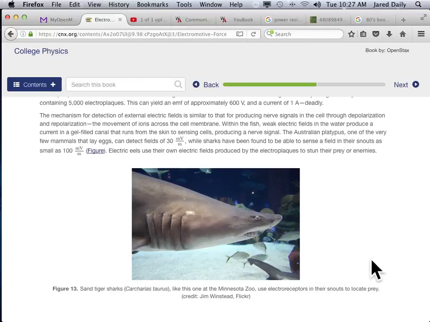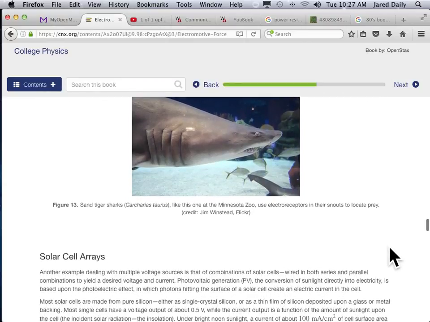I think what are they? They're like 60% of their body. Yeah, 60% of their body is their liver, because that's how they stay afloat, actually. That's how they create their buoyancy, is by their liver.